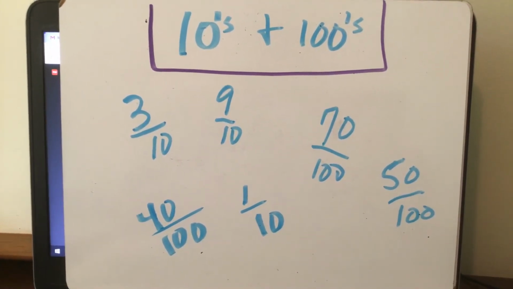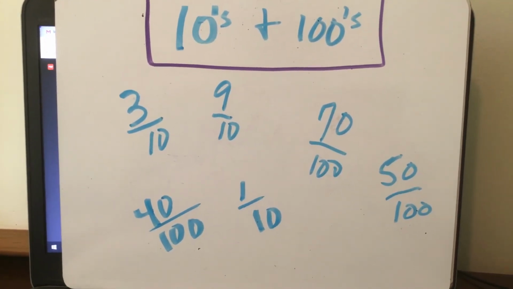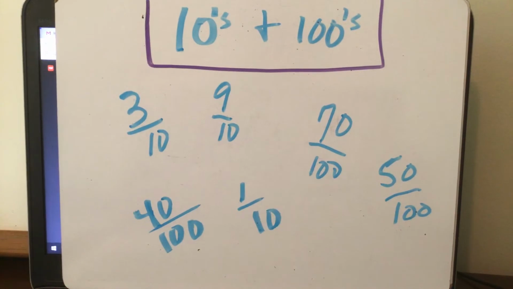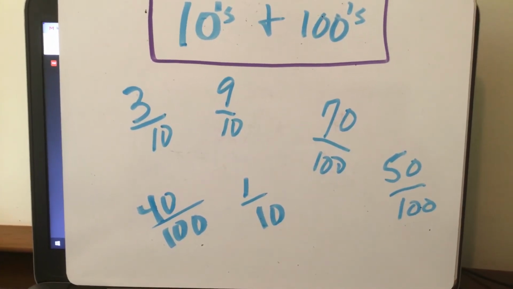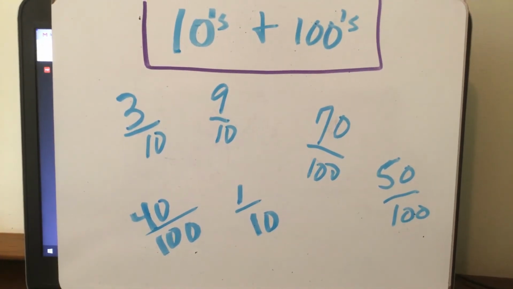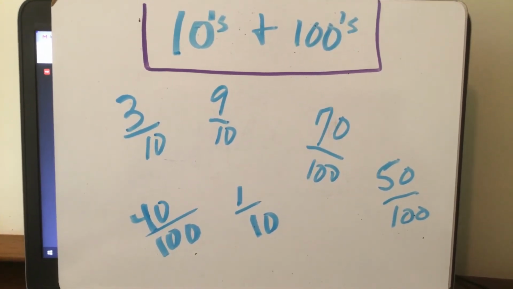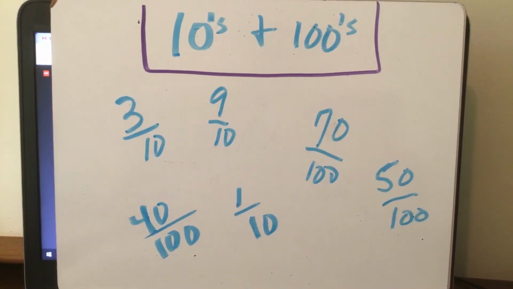Okay, so today you'll see in front of you tens and hundreds, and you can see all those fractions below. I've got 3/10, 9/10, 70 hundredths, 50 hundredths, 1/10, 40 hundredths. All of these fractions today are going to be using tens as the denominator or hundreds as the denominator.